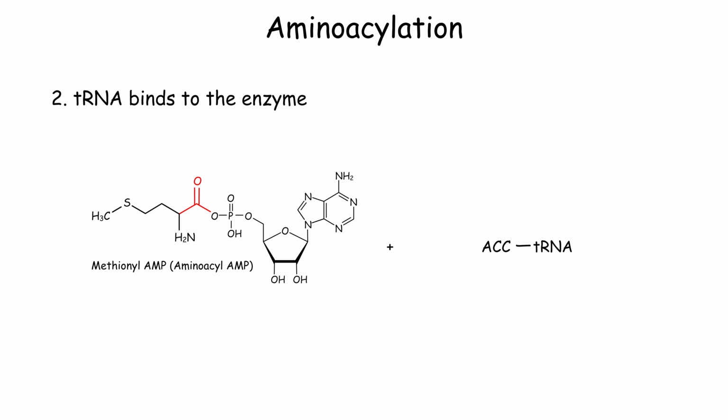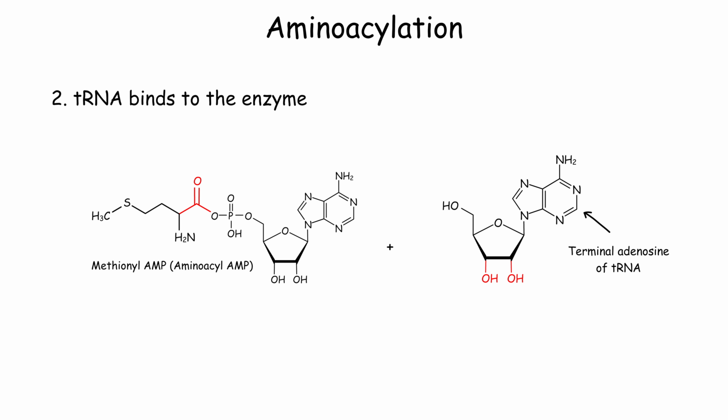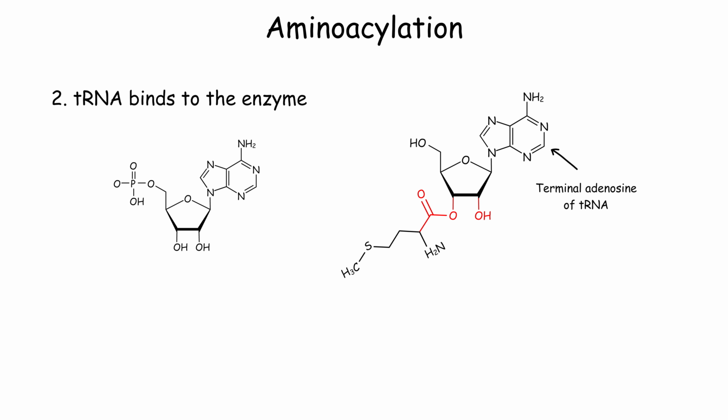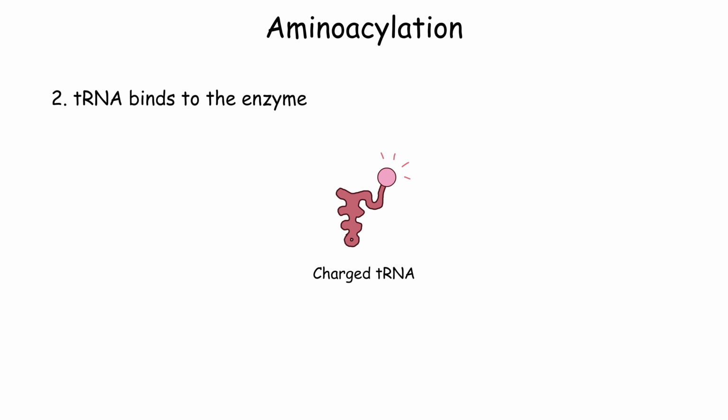At the 3' end of tRNA, there is a conserved CCA sequence, and the terminal adenosine has 2 hydroxyl groups, one on 2' carbon and another on 3' carbon. The activated amino acid is transferred to one of these hydroxyl groups, forming an ester bond and releasing adenosine monophosphate, or AMP. This results in a charged tRNA ready to participate in protein synthesis at the ribosome.